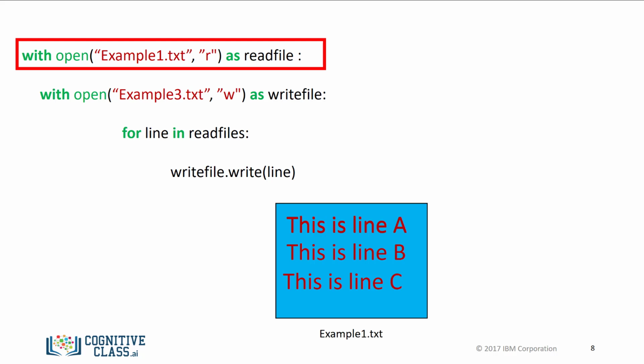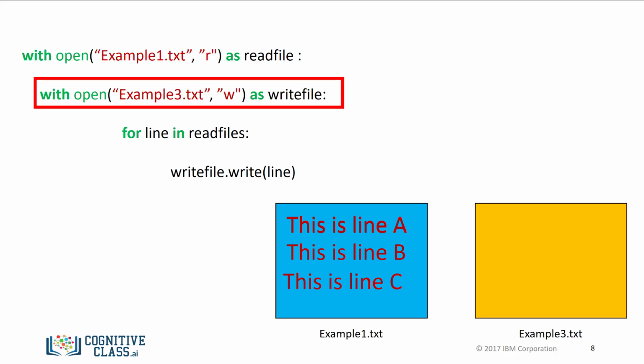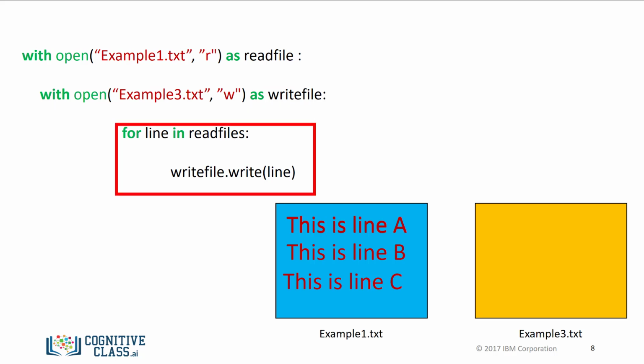First, we read the file example1 and interact with it via the file object, read file. Then we create a new file example3 and use the file object, write file to interact with it. The for loop takes a line from the file object, read file, and stores it in the file example3 using the file object, write file.